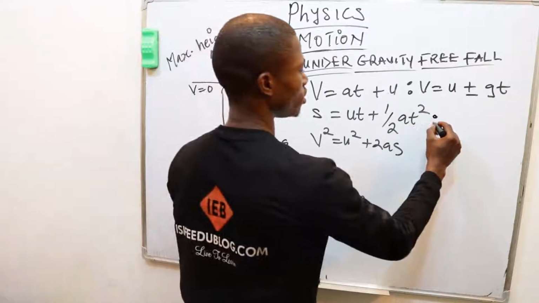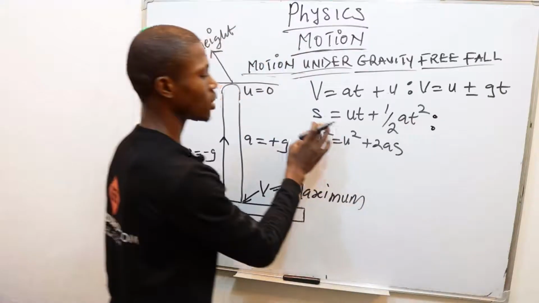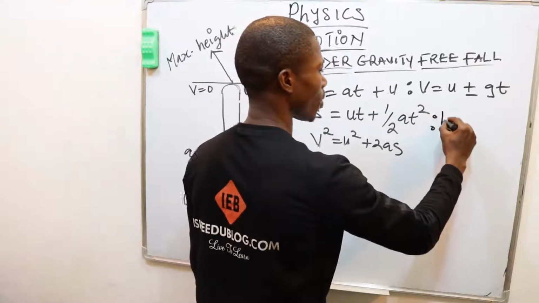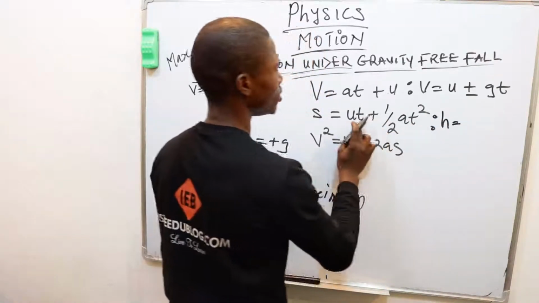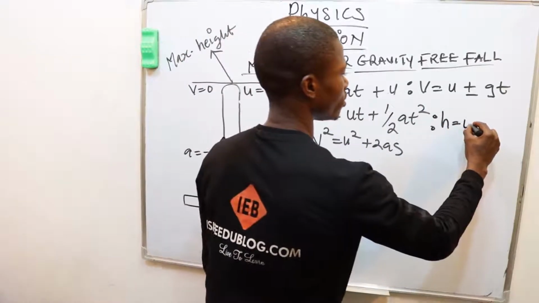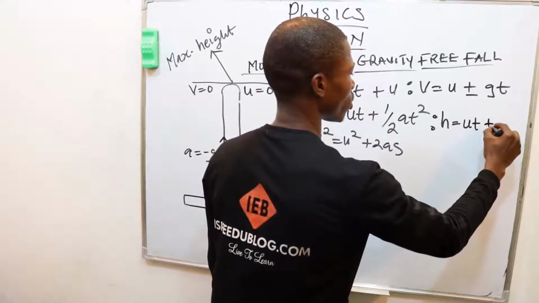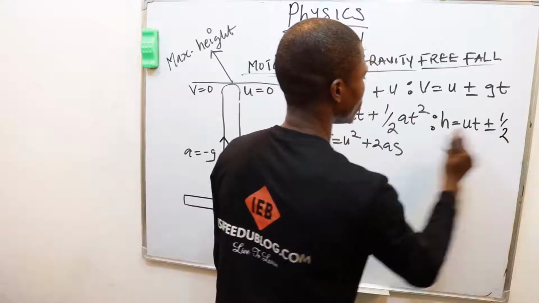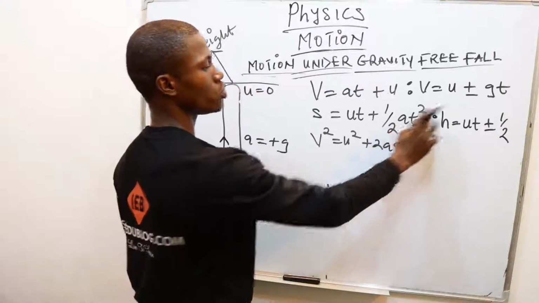So this second one is now our S. Anytime we see S, which is distance, we change it to height. This now will be our height, which is equal to UT plus or minus half. Anytime we see A, we put what? G.